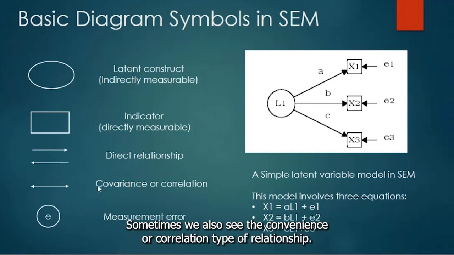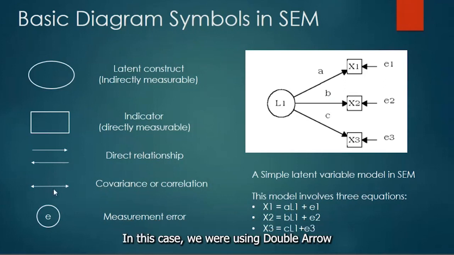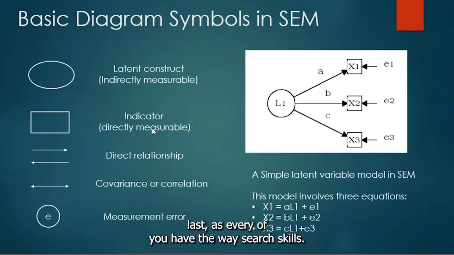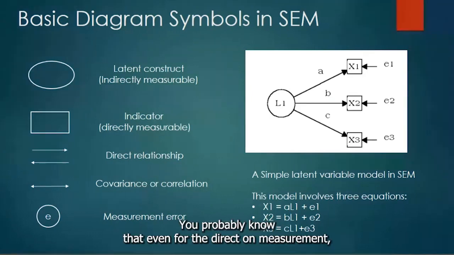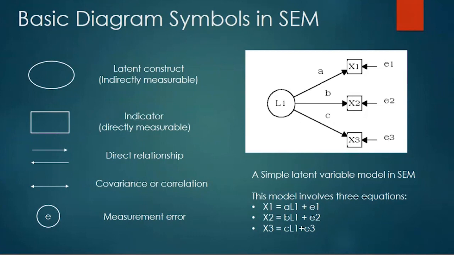In SEM, sometimes we also see a covariance or correlation type of relationship. In this case, we will use a double arrow to stand for the relationship. Last, as every one of you has research skills, you probably know that even for direct measurement, we have to handle some measurement error. Our measurement is not always accurate, so we need to consider that in our model.